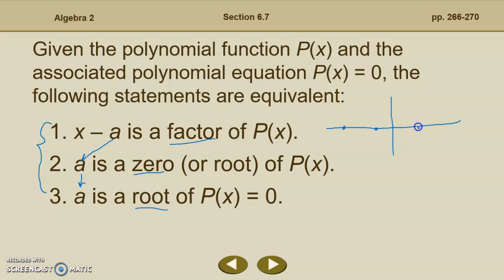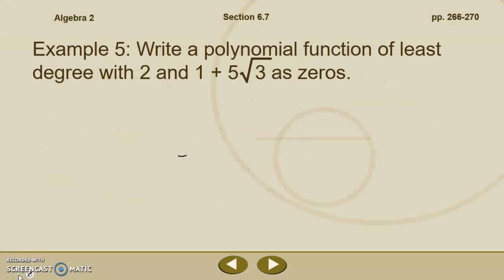So let's say that we had 3 zeros. I'm just making up a graph here. Okay, these 3 zeros are also factors, are also roots of our polynomial. You've heard me say those three things interchangeably, and I will continue to say those. So be aware that you know those three things mean the same thing.